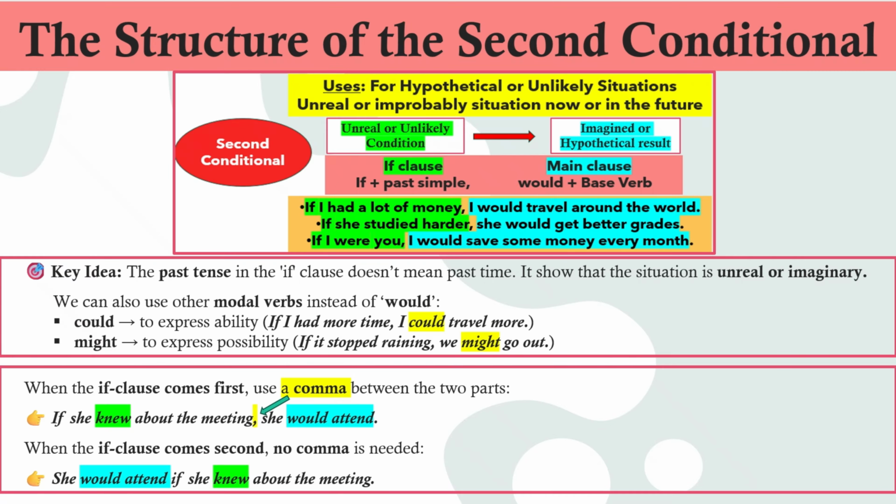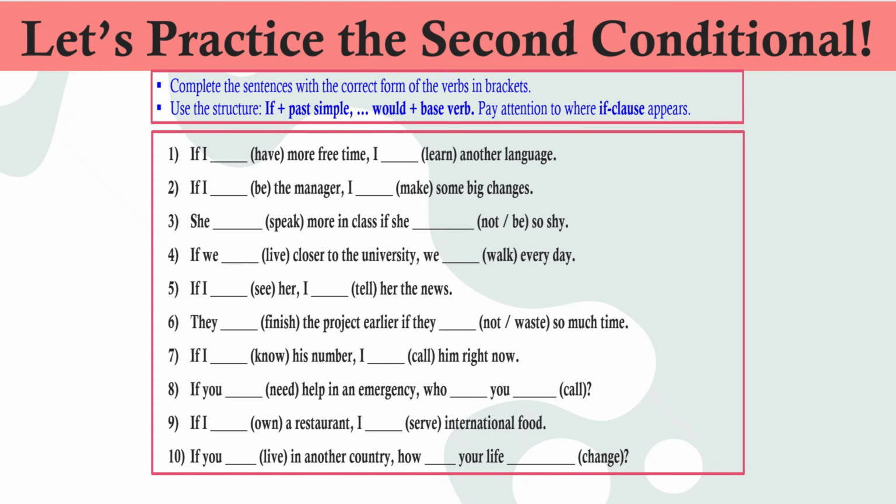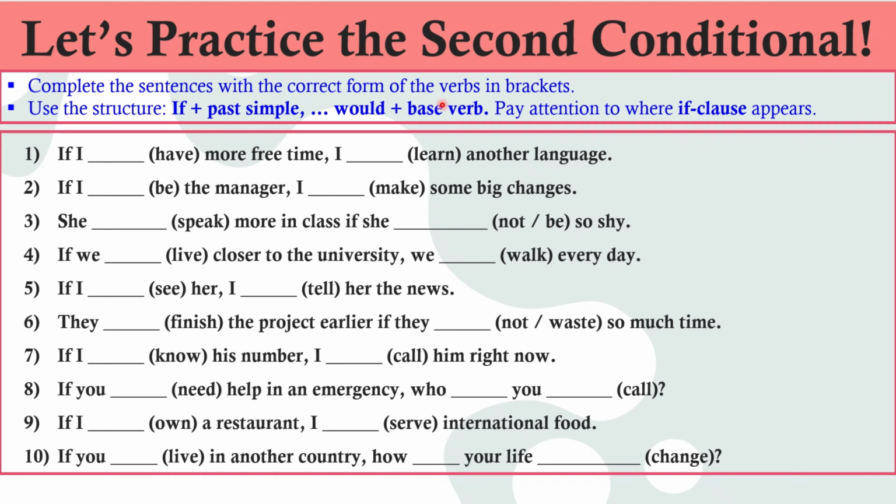Now it's time to practice using the second conditional. Complete each sentence with the correct form of the verbs in brackets. Remember, the if clause takes the past simple and the main clause uses would plus base verb. Also pay attention to where the if clause is. It can be either at the beginning or at the end of the sentence. Pause the video and try to complete all the sentences by writing your answers in your notebook. Then, we will check the answers together in a moment.